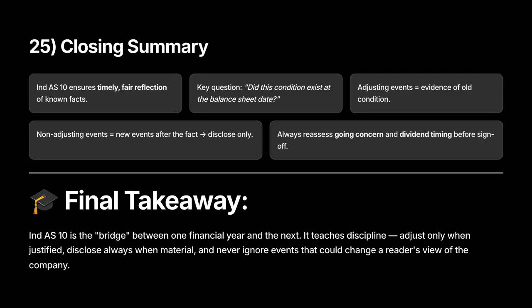Closing summary. IND AS 10 is the guardrail between two reporting periods. Ask one question for every event: did the condition exist at the balance sheet date? If yes, adjust. If no, disclose if material. Always document your judgment and reassess going concern. Do this and your financials will be honest, useful, and audit-ready.